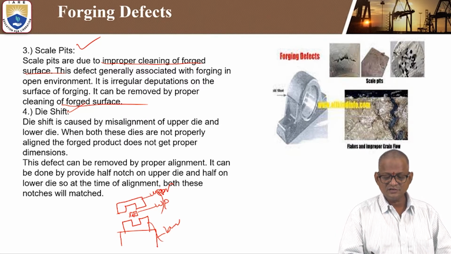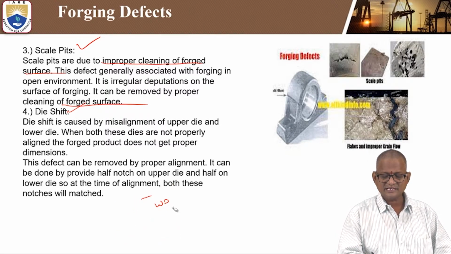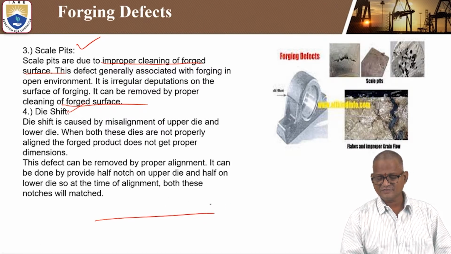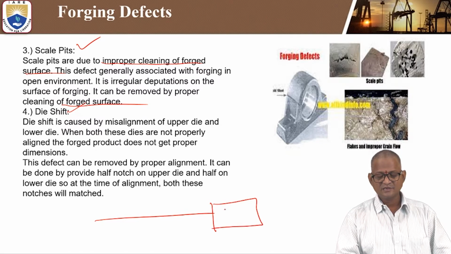So die shift can also be explained with the help of an Ishikawa diagram, or cause and effect diagram. For example, the effect is die shift.